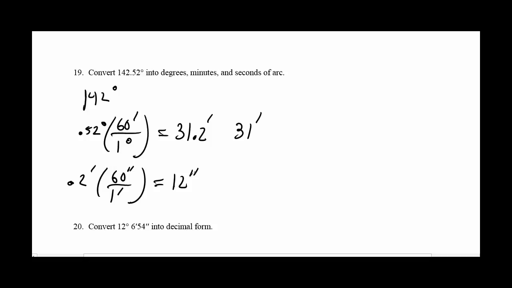Okay, so the degree minute form of 142.52 would be 142 degrees, 31 minutes, 12 seconds.